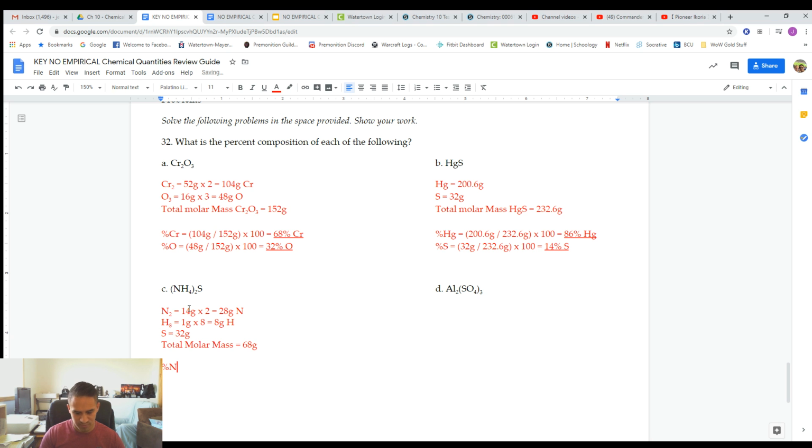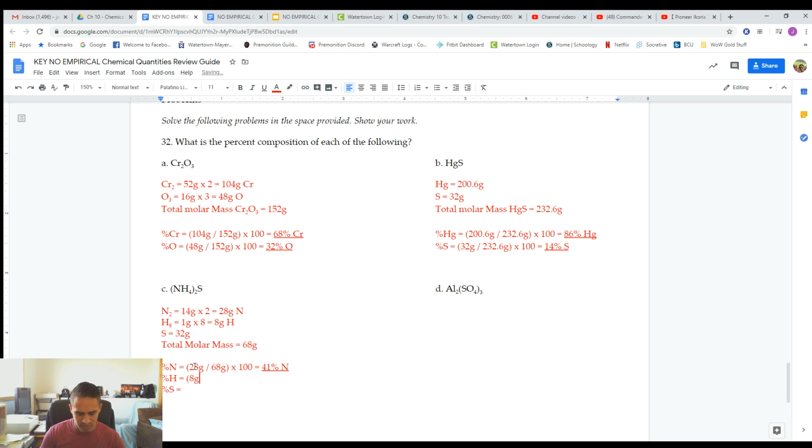So then for our percentages, we have percent N, we have percent H, and we have percent S. And we are going to take each individual element mass and then divide that from the total. So 28 grams for the nitrogen, divide that by 68 grams for the compound, times that by 100 to get a percentage. So 28 divided by 68 times 100. Again, we'll just round to whole numbers, keep it easy. So this is going to be 41% for the nitrogen.